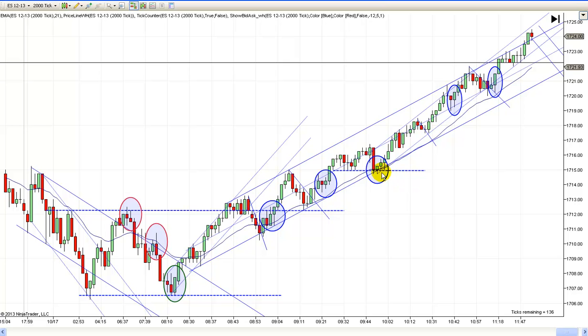So I like that. And this is just a trading range. Notice what happened here on this trading range.